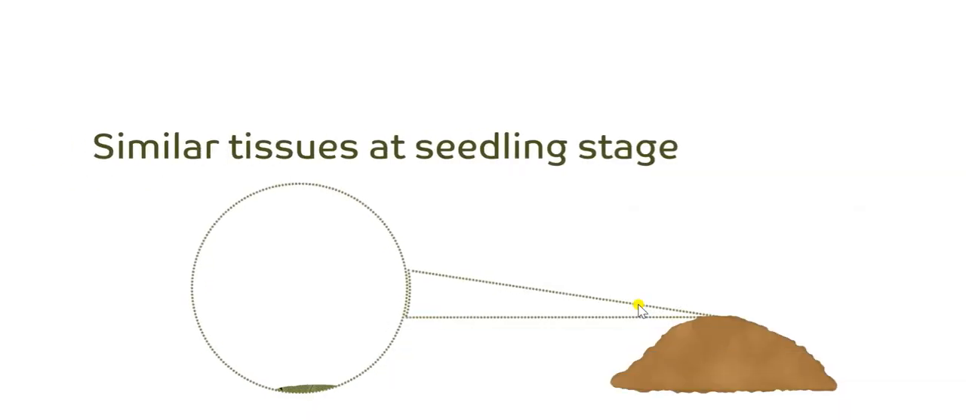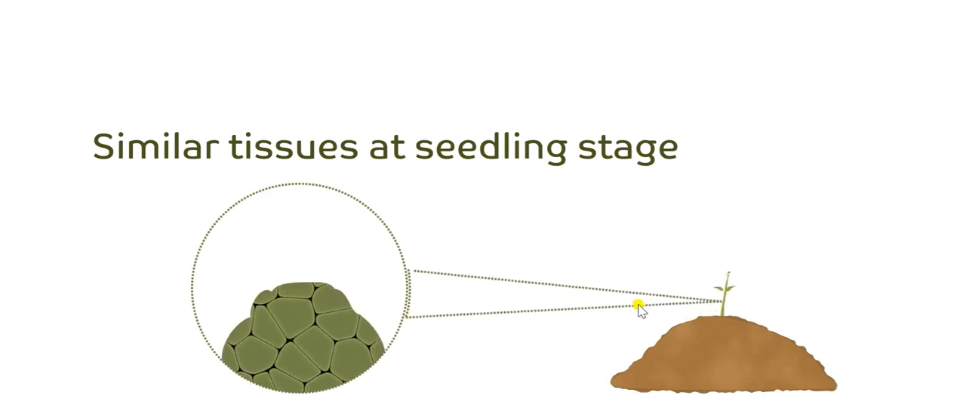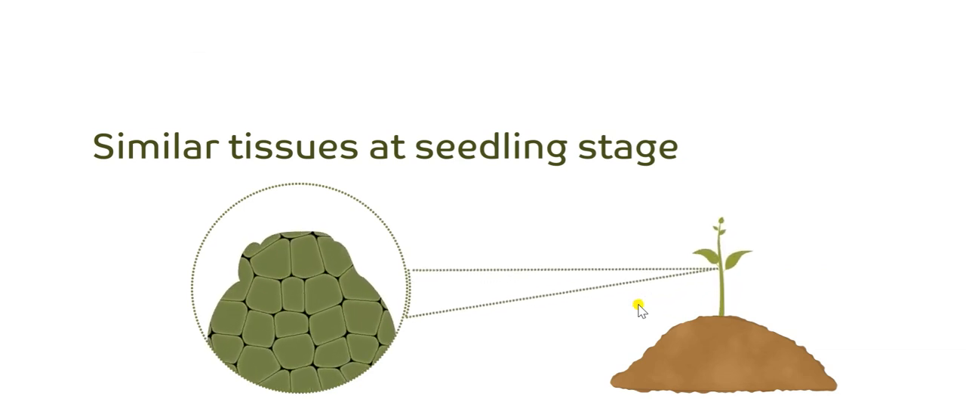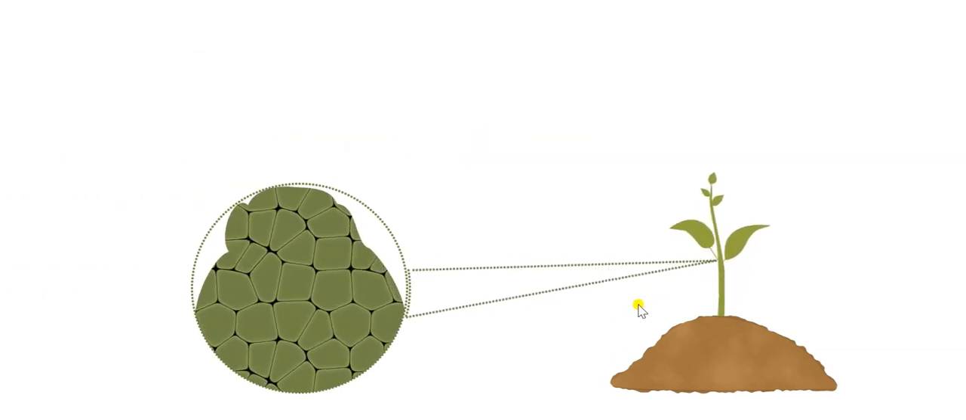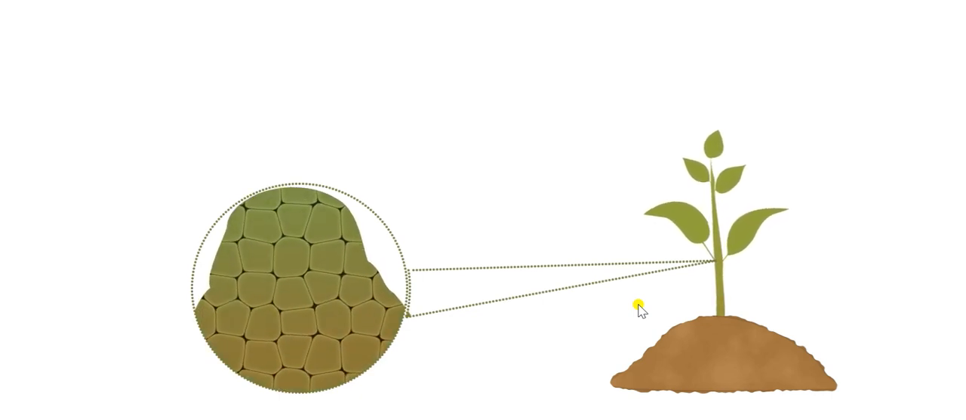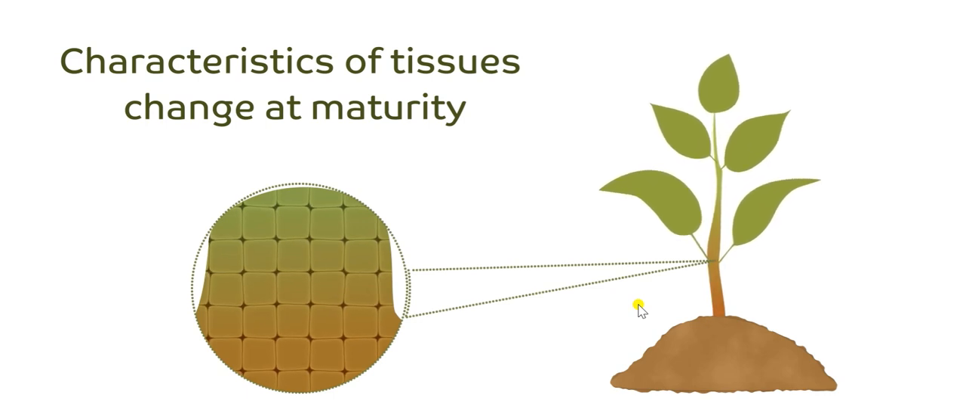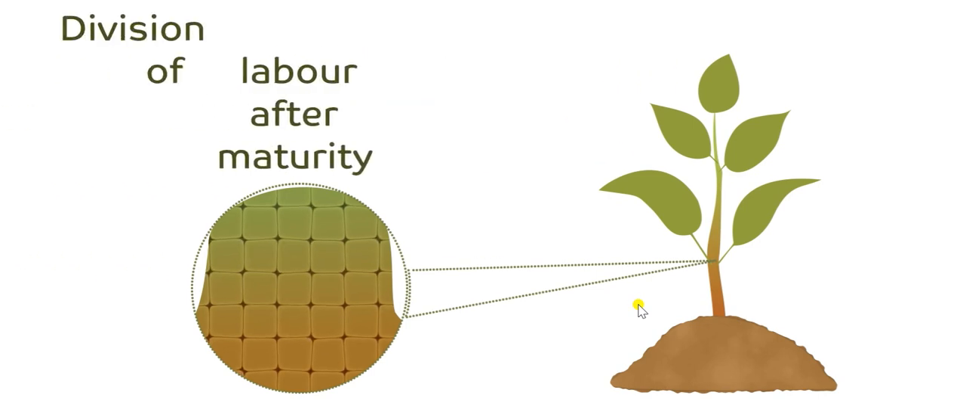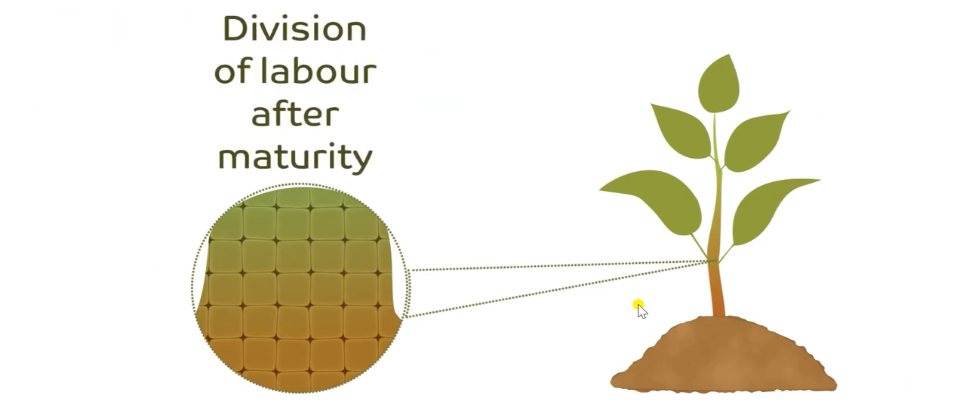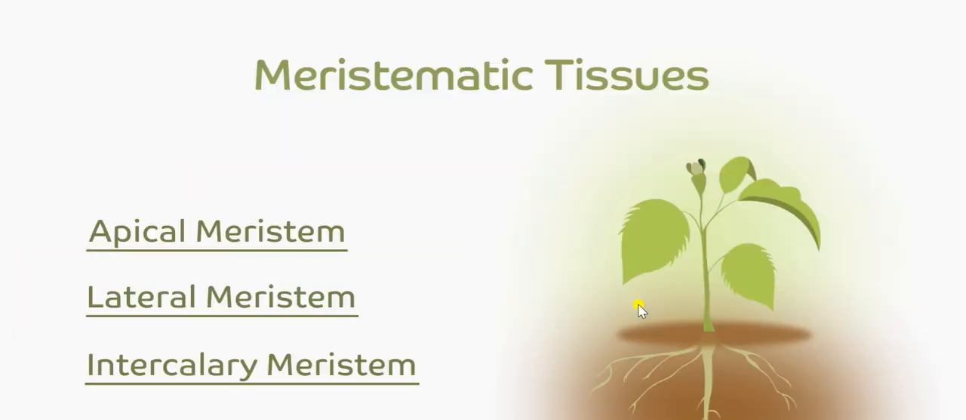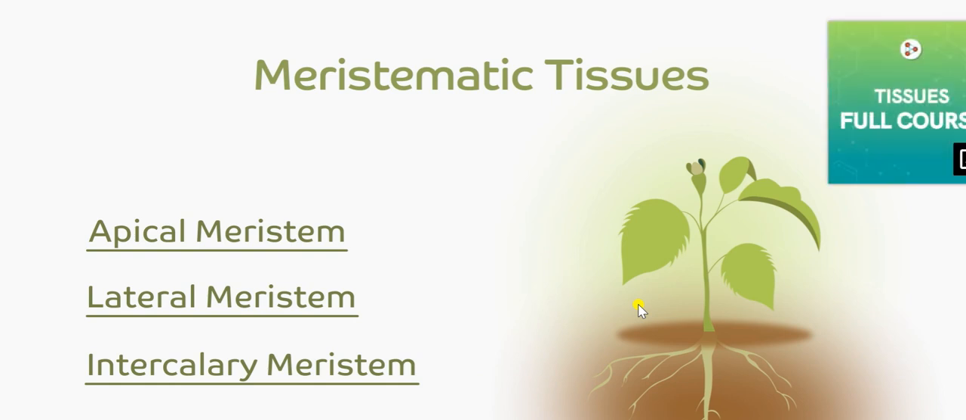But do you know something interesting? At the initial stages, these tissues are not differentiated into any specific types. Once they divide and mature after completing the growth of the plant, their characteristics change and then they are differentiated into components of a single tissue. Division of labor takes place only after maturity. Until then, all the meristematic tissues exhibit the same function of simple growth of the plant.